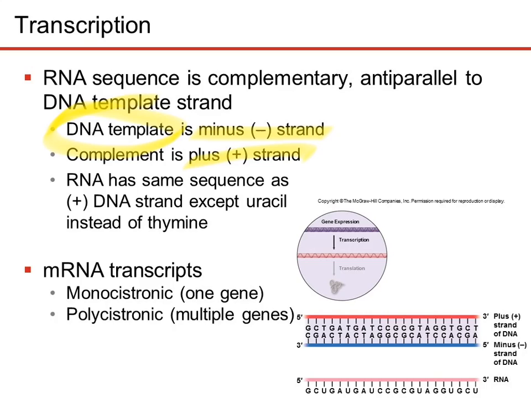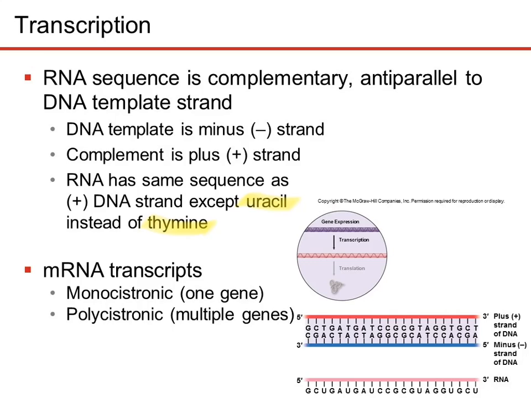Okay? And so the RNA then that's made is going to have the same sequence as the plus strand because it's going to be complementary to that minus strand. The only difference is that the RNA that's produced, you already told me last time, has uracil instead of thymine incorporated in, and it's also got ribose instead of deoxyribose.